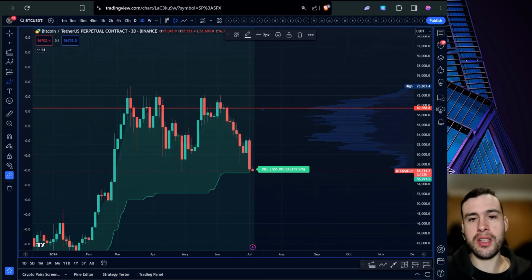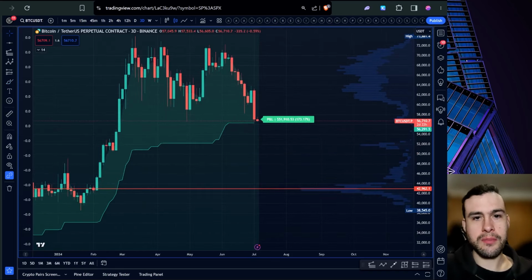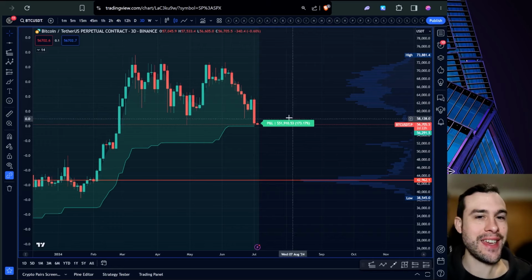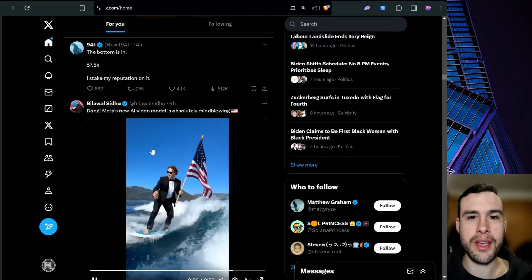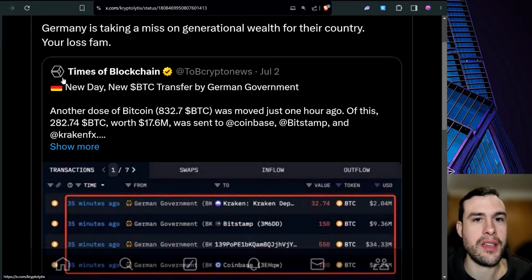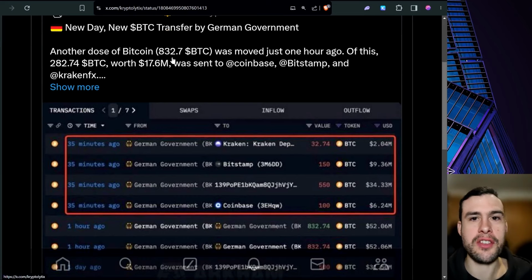And if we've got Germany continuously selling, then that's not going to look good for us, at least in the short term. But maybe they will actually listen to some other people in their cabinet. So let's have a quick look at the news and we'll come back to the charts. As I mentioned, we've got Germany essentially. We've got here the Times of Blockchain a couple of days ago posting this. Another dose of Bitcoin, 832 Bitcoin was moved just 1 hour ago. So that was a few days ago, preceding this massive sell-off.